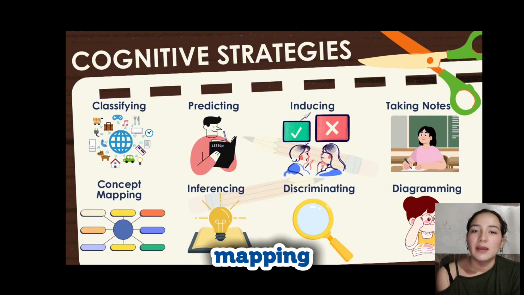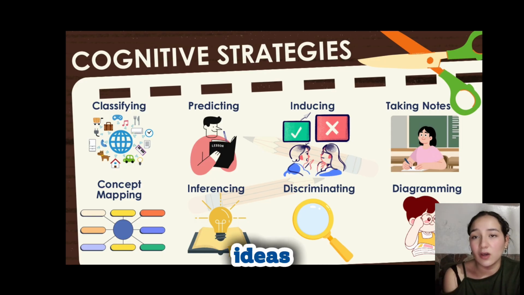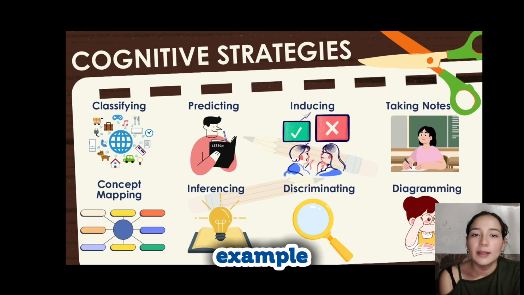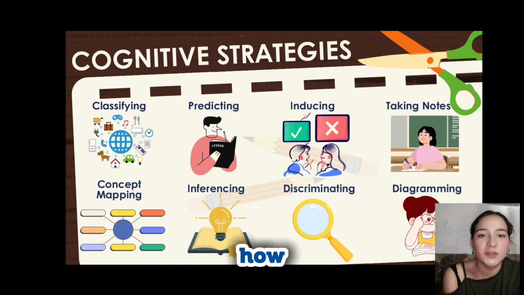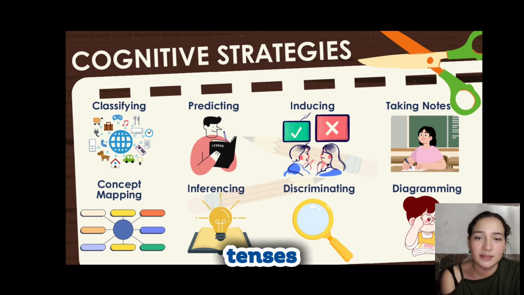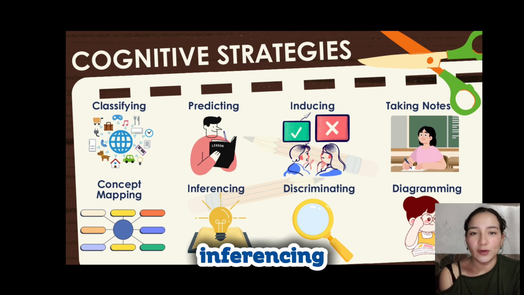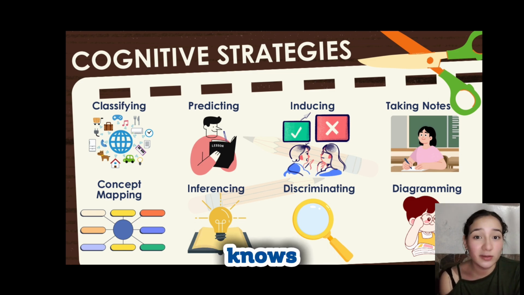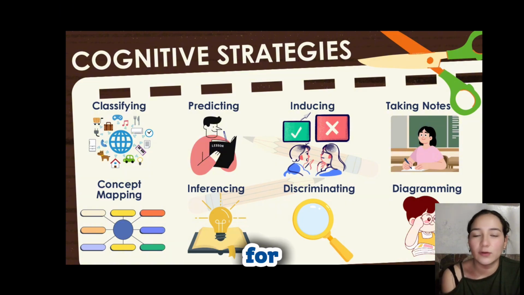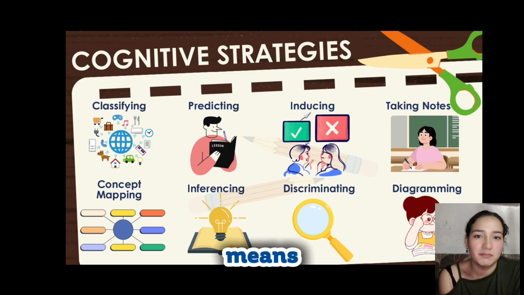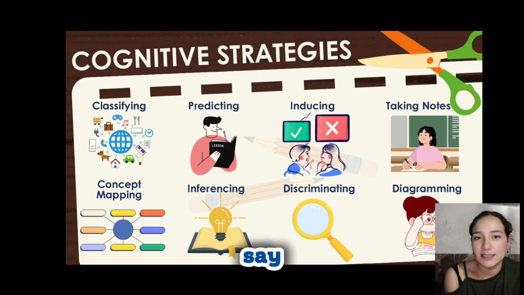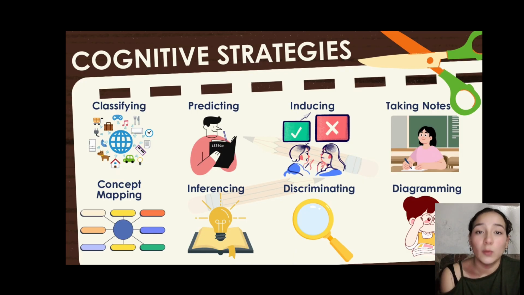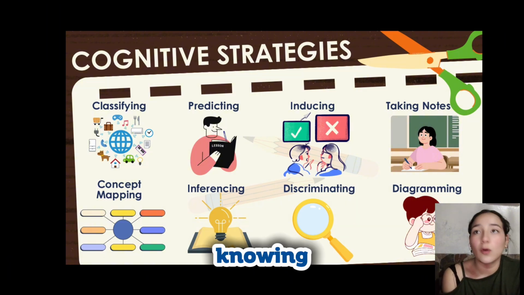Concept mapping. Visually organize the main ideas of a text. For example, we can create concept maps about how to answer questions in the past, the present, and the future tenses. Inferencing. Using what we already know to understand new words. For example, if we know what dizzy means, mareado, and the sentence says I feel dizzy, we can understand the context without knowing all the words.